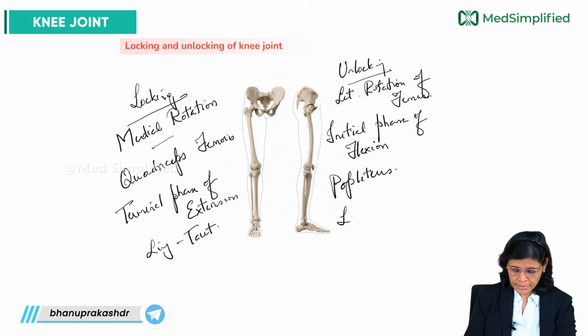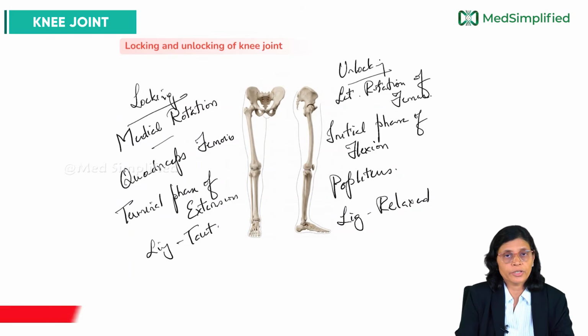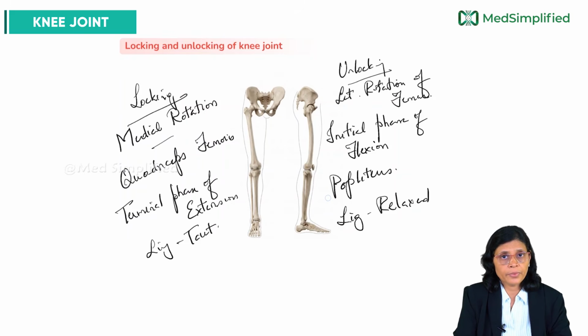So here the ligaments are relaxed. So that was about the locking and unlocking of the knee joint. Locking is basically the medial rotation of the femur on the tibia during the terminal phase of extension, which is brought about by the quadriceps femoris, whereas unlocking is mainly the lateral rotation of the femur on the tibia, which is brought about during the initial phase of flexion, and the muscle which brings about that is the popliteus.